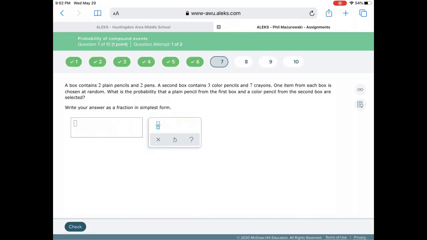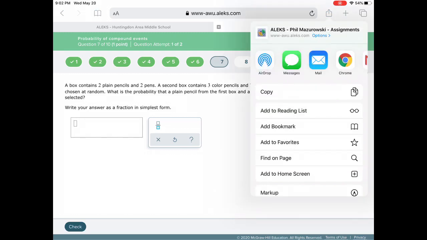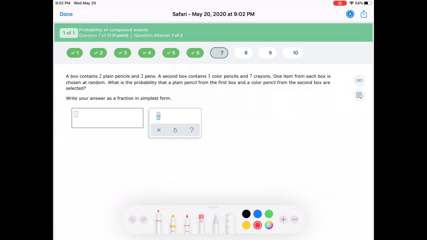A box contains 2 plain pencils and 2 pens. A second box contains 3 colored pencils and 7 crayons. One item from each box is chosen at random. What's the probability that a plain pencil from the first box and a colored pencil from the second box are selected? So once again, we look at these probabilities independently.